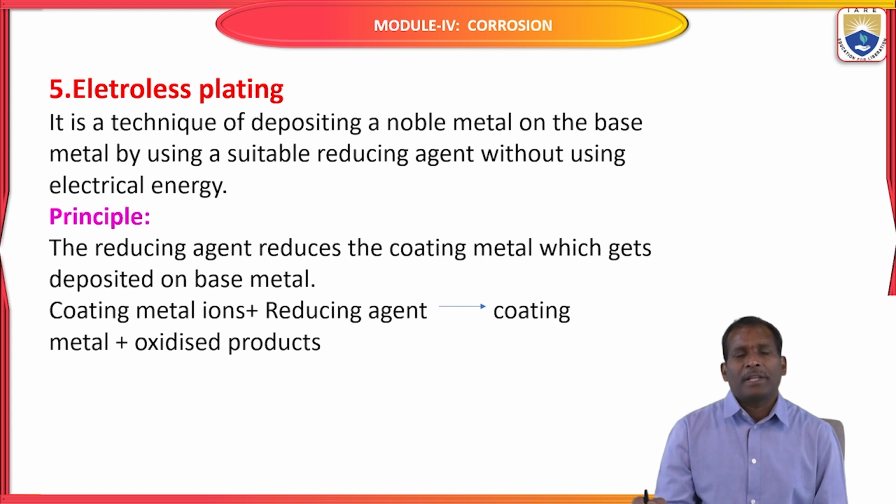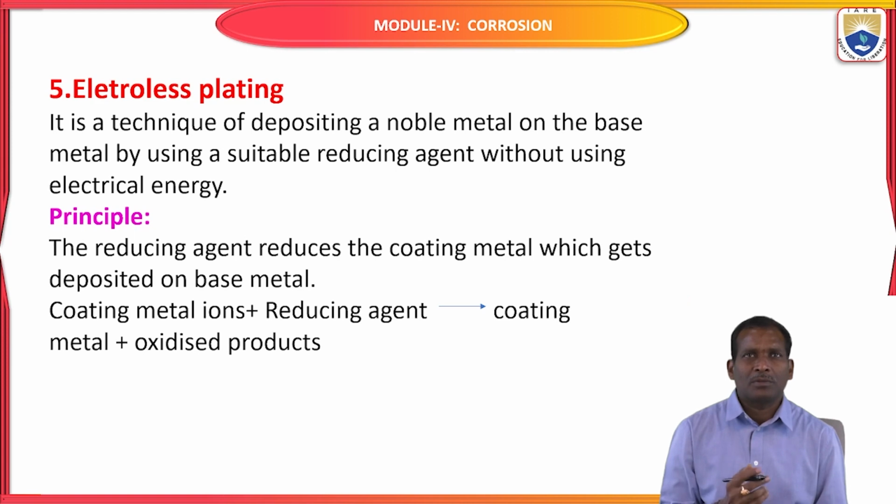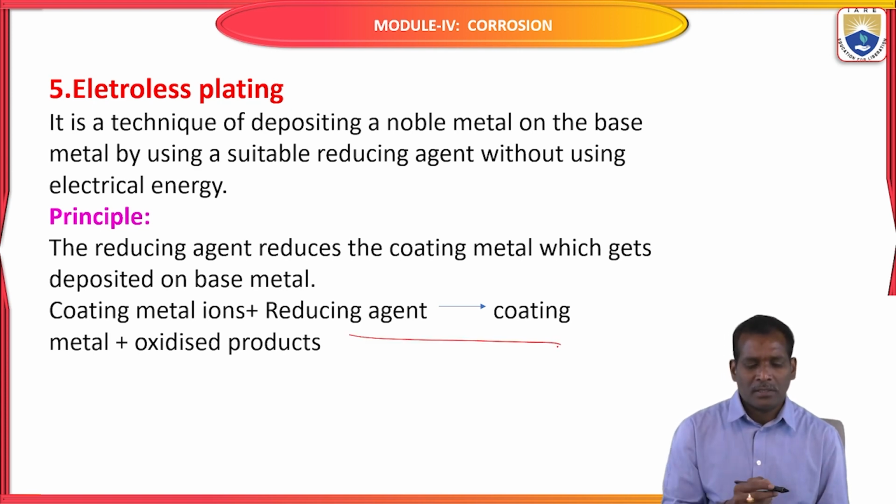The next one is electroless plating. It is a technique for depositing a noble metal on the base metal by using a suitable reducing agent without using electrical energy. In the previous process we used electricity, battery charge, but in this case there is no need for electrical energy. The principle is that the reducing agent reduces the coating metal, which gets deposited on the base metal. Coating metal ions plus reducing agent give the coating metal plus oxidized products.